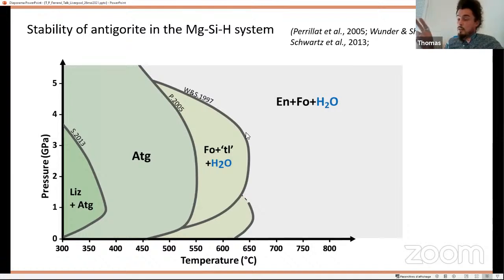So as you can see, this is not far from isotherms if you stay around 2 or 3 GPa, but most of the time this is not. And so at a high temperature, the system is composed of pyroxene, so the enstatite, forsterite, and this olivine, and water.